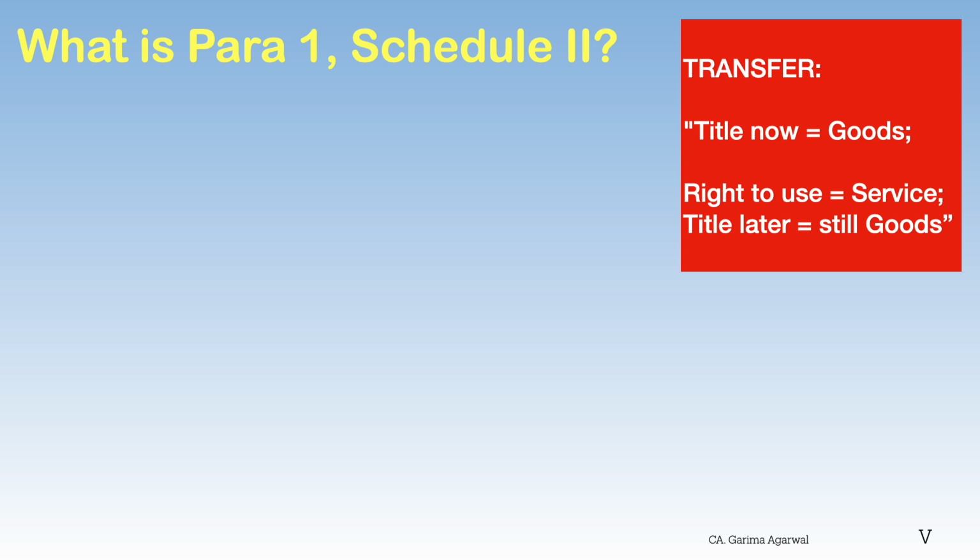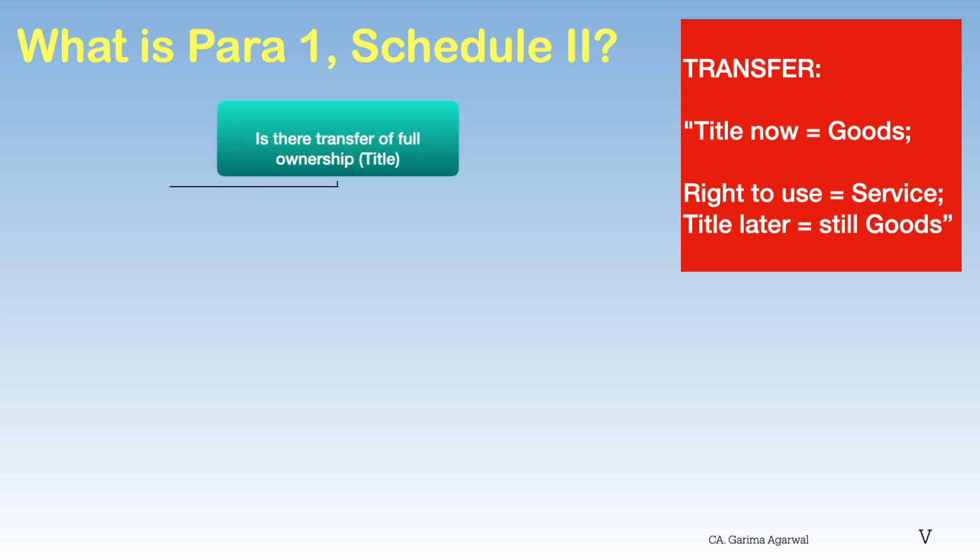Para 1 of Schedule 2 deals with transfer, and it clarifies if a transaction is a supply of goods or services. Clause A of para 1 says any transfer of the title in goods is a supply of goods. What does that mean? If there is a transfer of title, that is a supply of goods. That means a standard sale where ownership transfers immediately. Title of goods has been transferred and therefore it is goods.